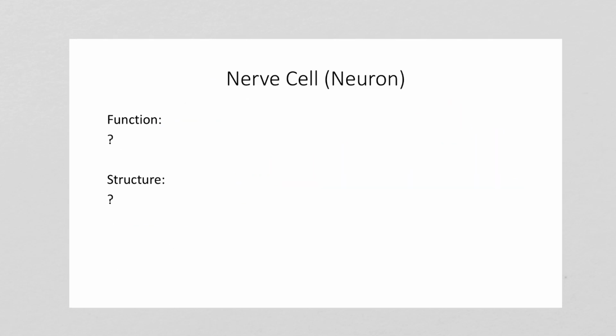Next up is a nerve cell or neuron, and we'll be learning more about these in Unit B5 when we talk about the nervous system. Have a think about what the function of a nerve cell or neuron is. Have a think about what the structure is. What is it that nerves do?